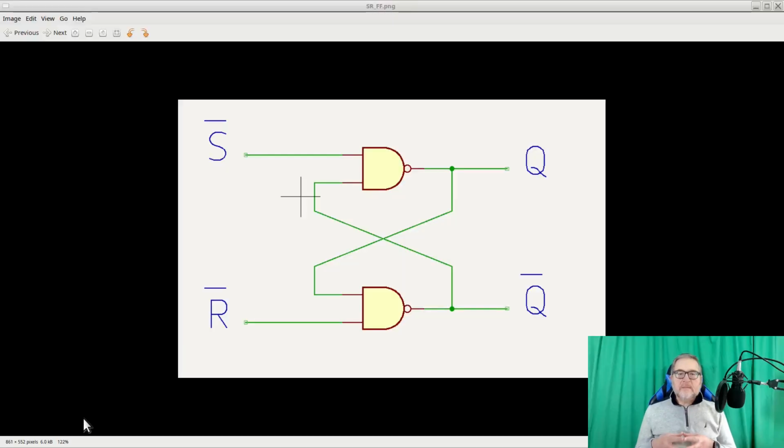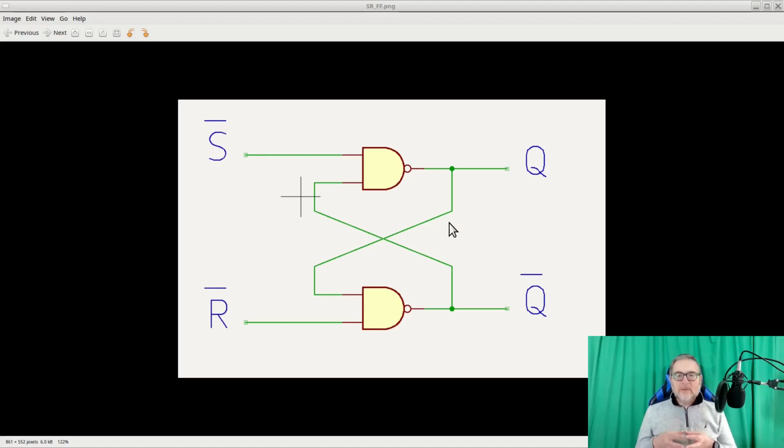To do that, the flip-flop uses a double feedback between its two outputs and its inputs. Here is the basic schematic of an SR flip-flop. Q and not Q are the two outputs of the device, S and R are the two inputs, which with NAND ports are actually inverted.